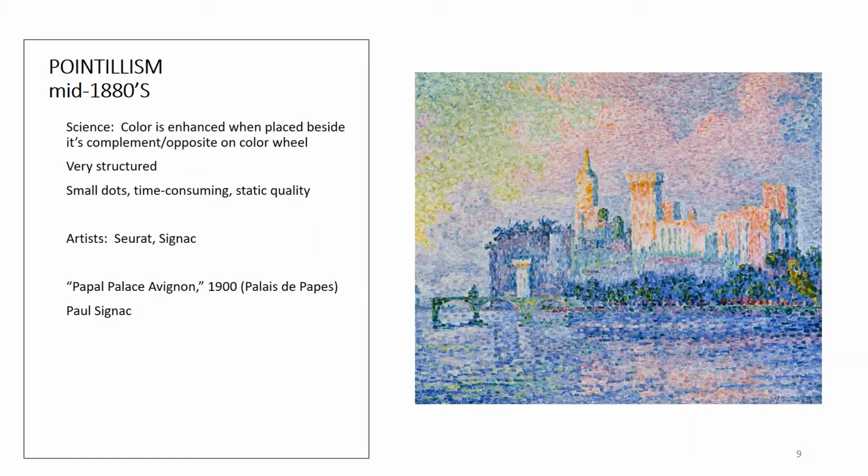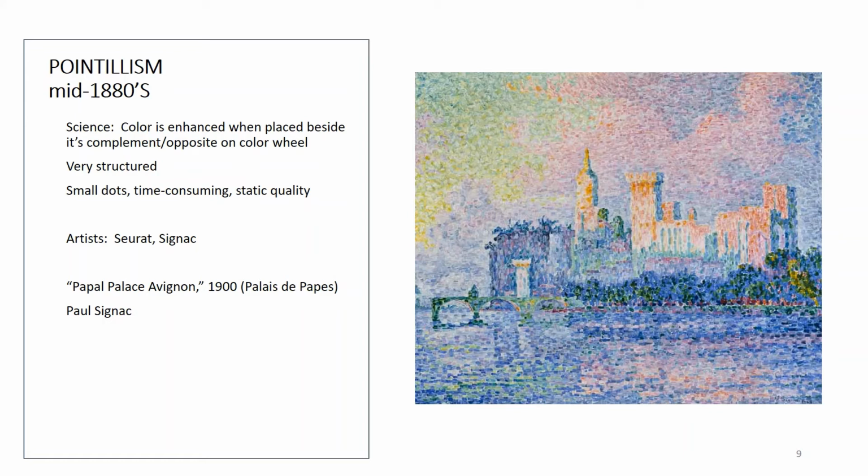So these small dots of color were placed next to each other, often in complementary or opposite placements than what they would be on the color wheel. And your eye plays a trick into seeing colors as a whole as opposed to individual. It's a very time-consuming process, and it has almost a static quality to it, a stillness to it, even though it required a lot of brushstroke and a lot of movement here.